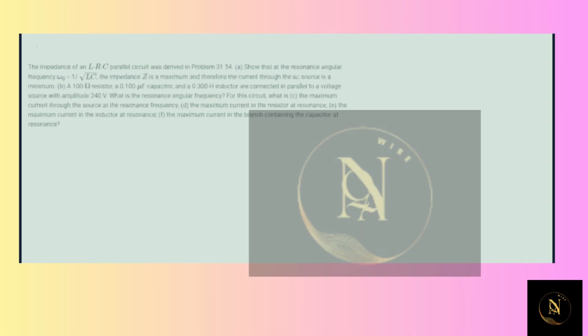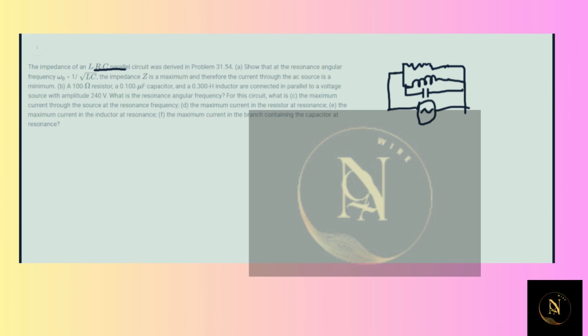All right. So for this problem, we have an LRC parallel circuit. I'll plot the circuit over here. This is the main branch, and there are three branches because they're in parallel. This is the resistor, this is the inductor, and this is the capacitor. They're basically in parallel.